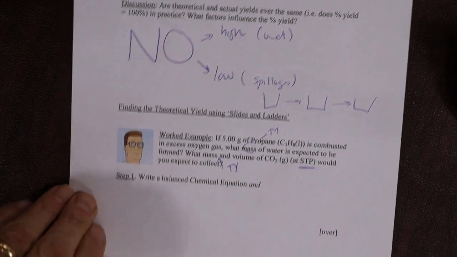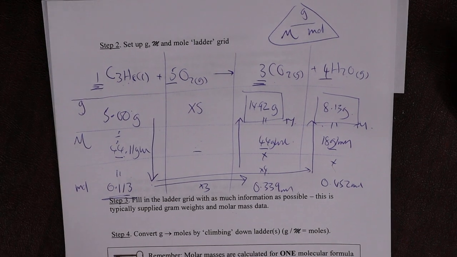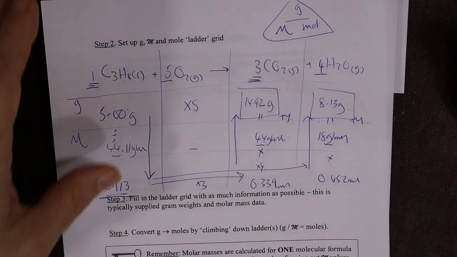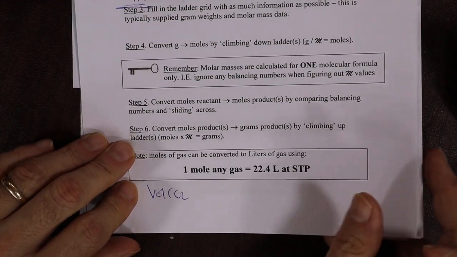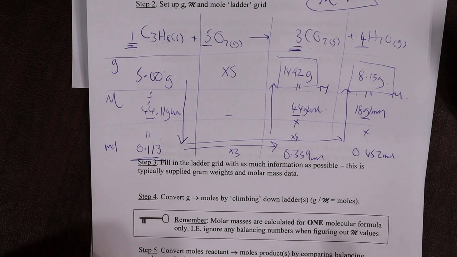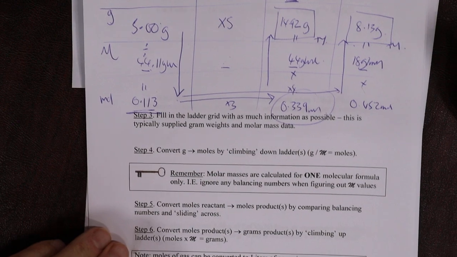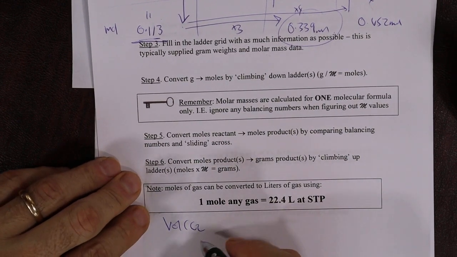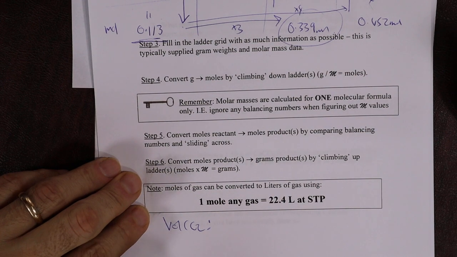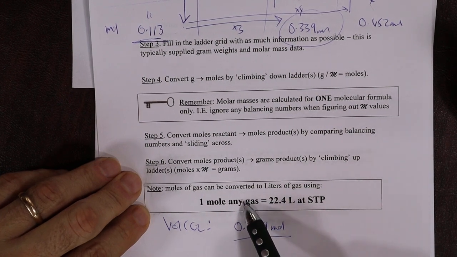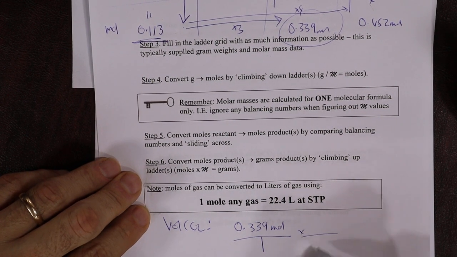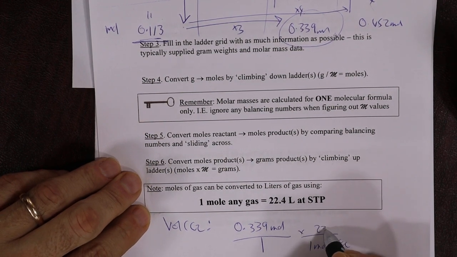What mass and volume of CO2? All right, so we've got the mass of CO2. But what about the volume? Remember, volume of CO2 is going to be like a side calculation. There is no box for volume, but we have got the moles of CO2. If you remember your spider diagram, what can we do? 0.339 moles at STP, 1 mole is 22.4 litres. What is 0.339 times 24 divided by 1?